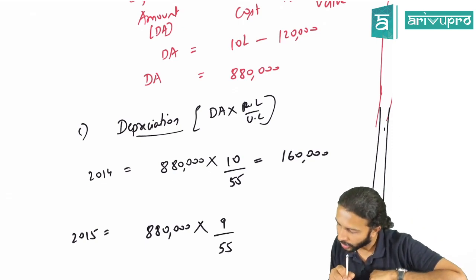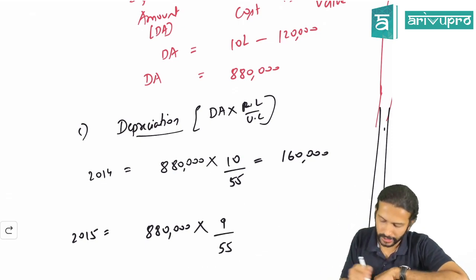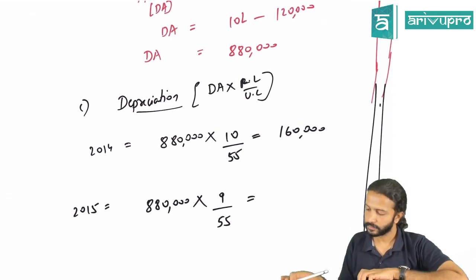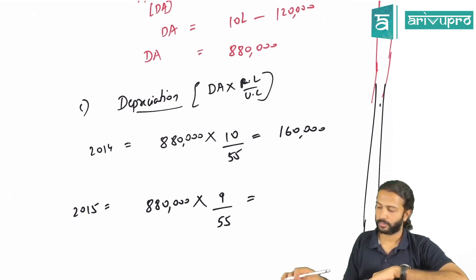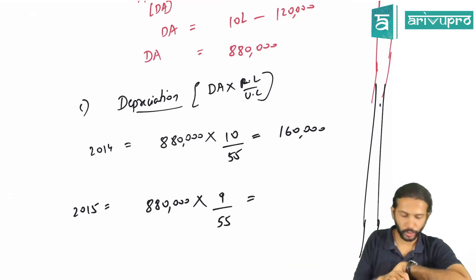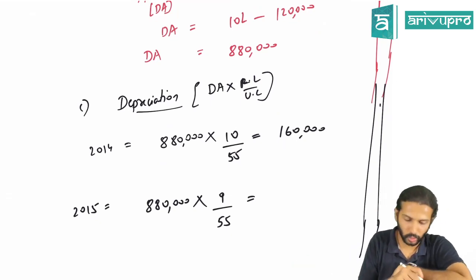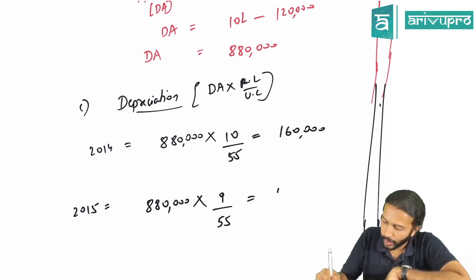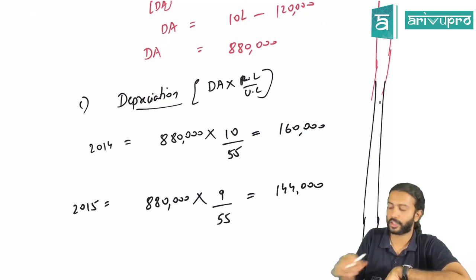Did you understand this now? Is it okay now? Okay, he's saying yes. So 8,80,000 into 9 divided by 55 will be 1,44,000. That is the depreciation for 2015.